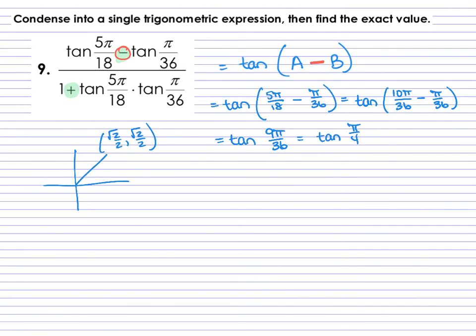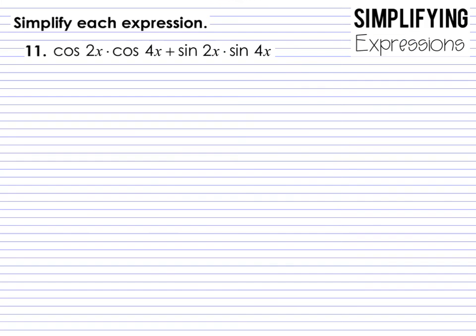Sine over cosine, these are the same, so they end up canceling each other out, and we're left with just 1. We are dealing with pi over 4, not a multiple of pi over 4. We're in quadrant 1, so it is positive, and 1 is our final answer.